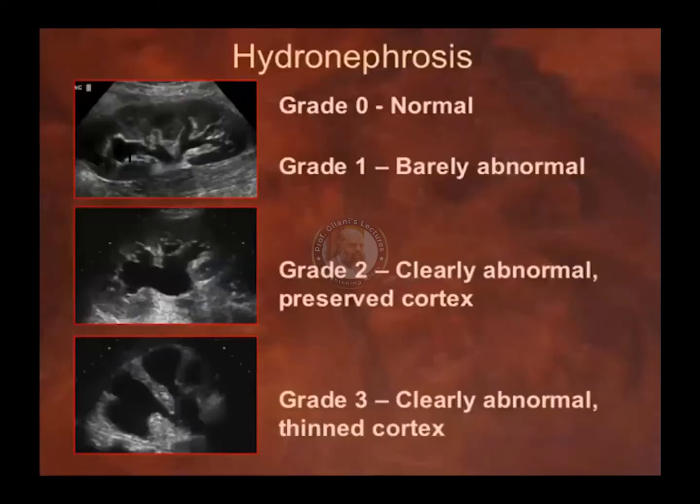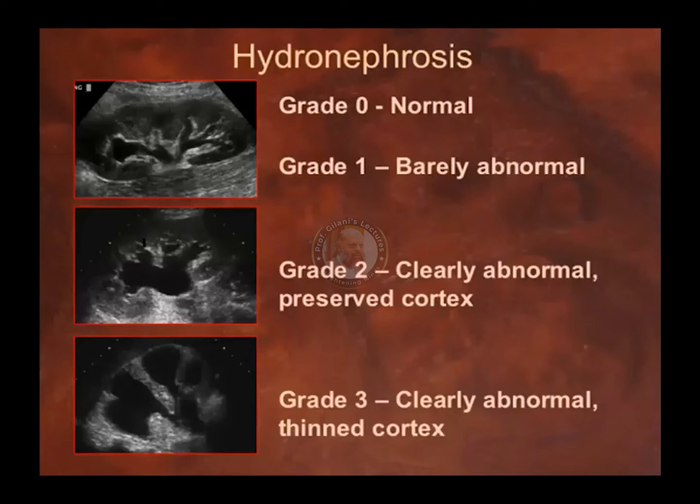We can have hydronephrosis, for those who are students of basics, which is grade 1. If there is no hydronephrosis, we call it normal. Grade 1 is barely abnormal, and grade 2 is clearly abnormal, with preserved cortex. Grade 3 is clearly abnormal. You can see the cortex is not visible.